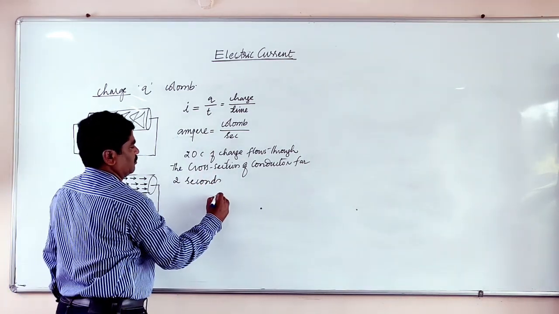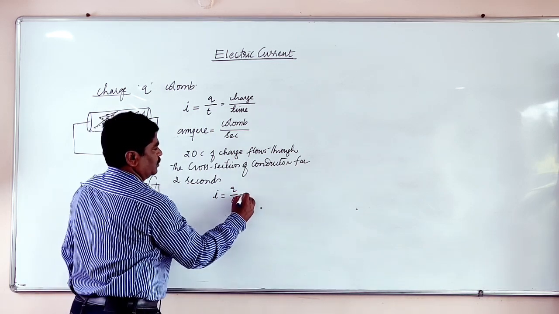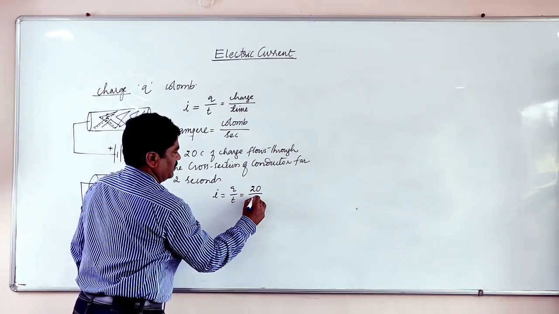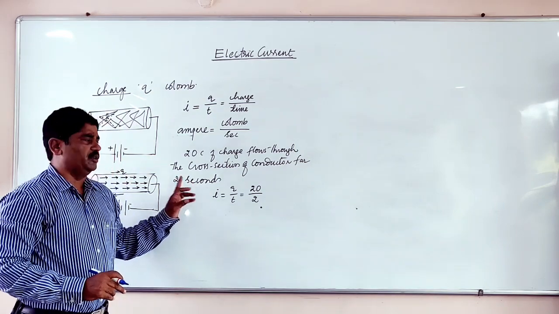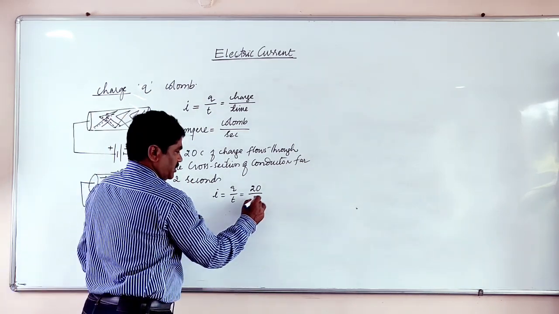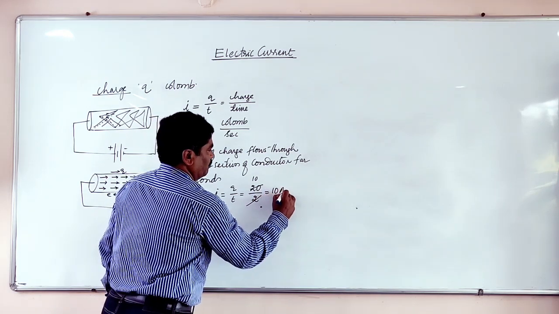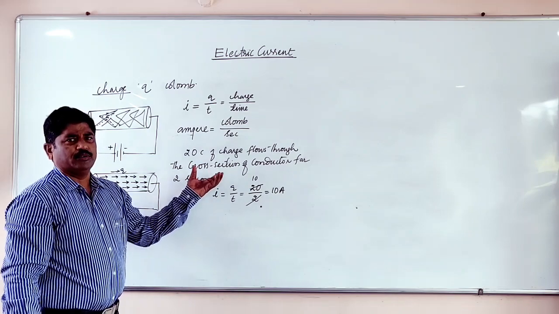Then as per this formula, what happened? I = Q/t. Q is 20 coulombs and time is 2 seconds. Time must always be measured in seconds only; you have to concentrate on this particularly. So it is 10 amperes. This is a simple problem.